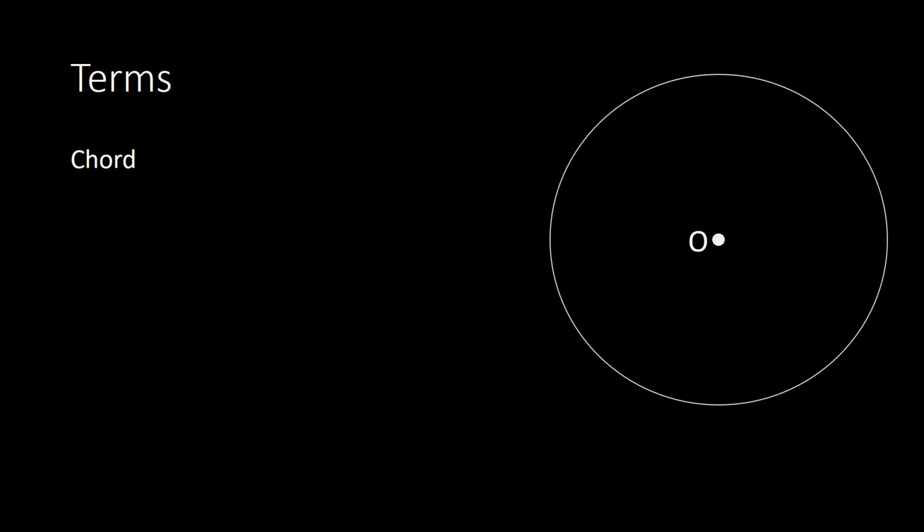Another term we have is what we call a chord. A chord is a segment, and it's a segment that goes from any point on the circle to another point on the circle, such as this blue line. So if it's going from point S to point R, we would say that the chord is segment SR.